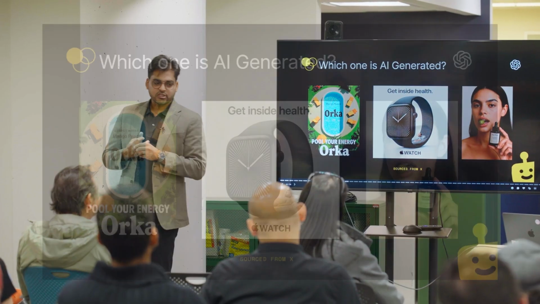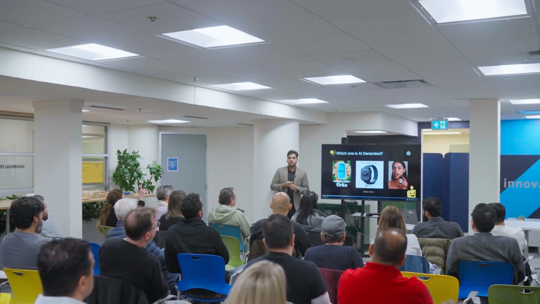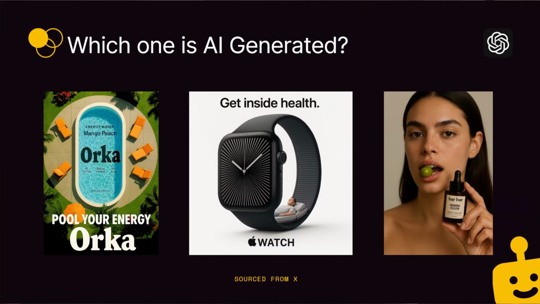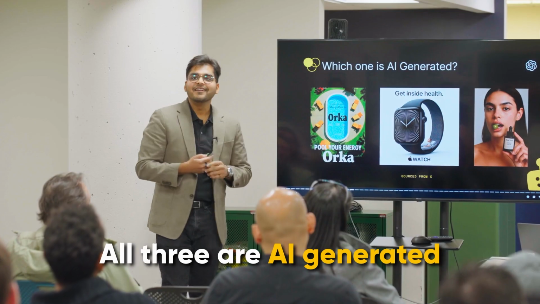Let's do a little fun exercise. Which one of these 3 images do you think is AI generated? Let's look at the first one here, the ad for Orca. Raise your hand if you think this is AI generated, or you think this is a graphic designer's work. Hands for AI generated. Okay, we have maybe 25%. What about the second one? It's an ad for Apple Watch. One hand over here, a couple over here. All right, a few more. What about the last one? Okay, a lot more hands now. Well, that was a trick question. All 3 are AI generated.